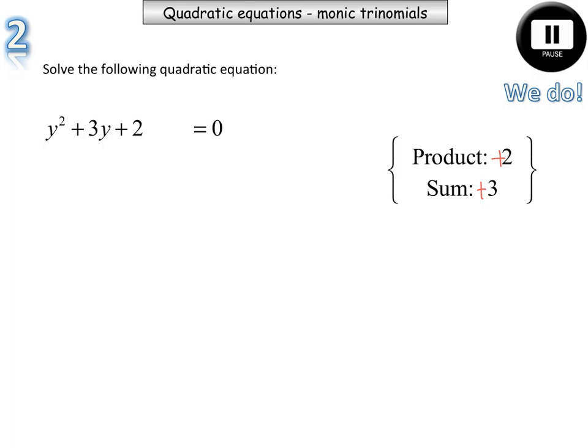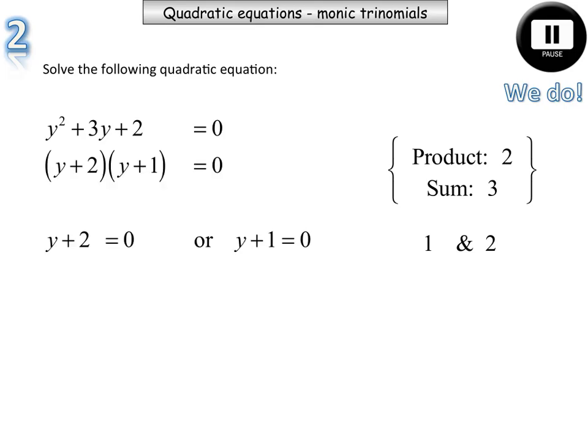So those two numbers will be +1 and +2. Put those into the brackets. So we end up getting y plus 2 is equal to 0 or y plus 1 is equal to 0. This over to the other side becomes a -2. This becomes a -1. So we end up getting y is equal to -2 or -1. How did you go?